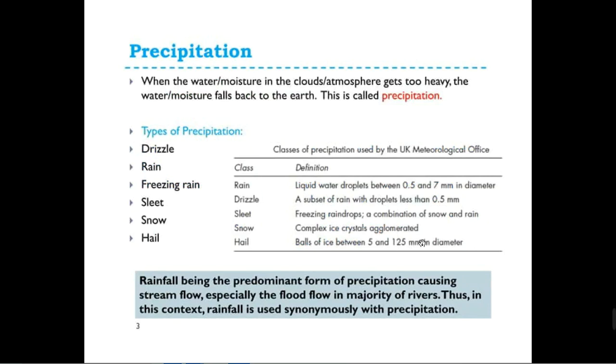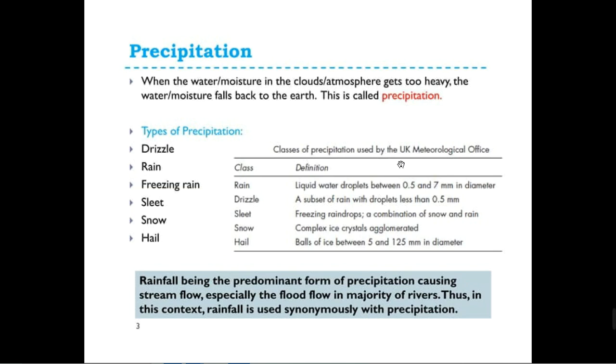When the water moisture in the clouds in the atmosphere gets too heavy, the water moisture falls back to the earth. This is called precipitation. I may ask the question, define the precipitation. So you have to write this: when the water moisture in the clouds gets too heavy, the water moisture falls back to the earth. The types of precipitation: drizzle, rain, freezing rain, sleet, snow, hail. These are the types of precipitation.